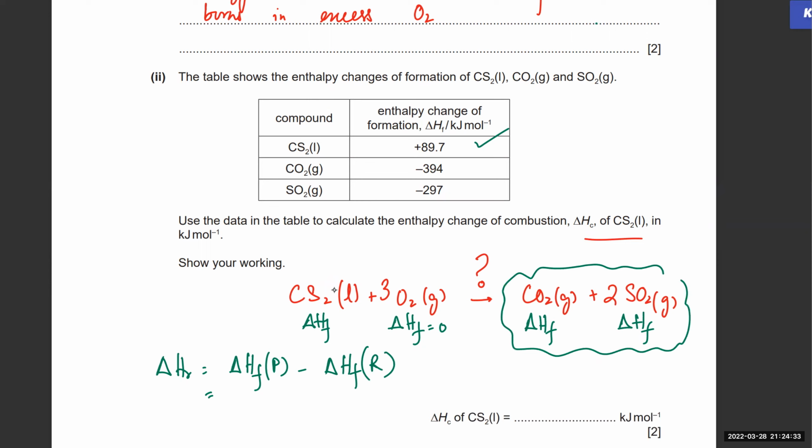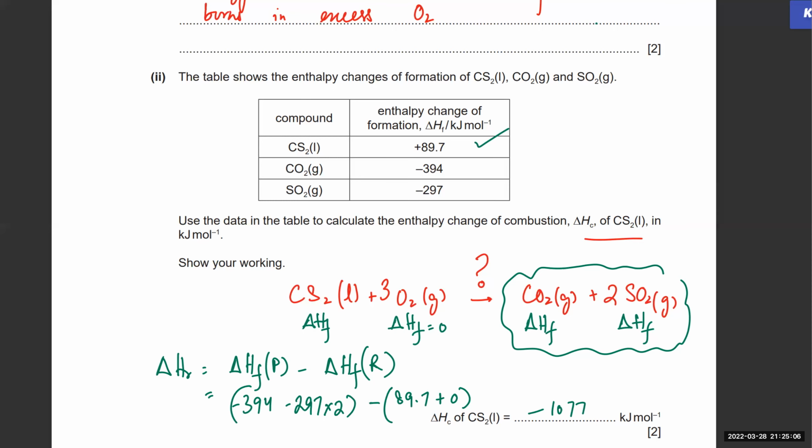What are your products? CO2, that's minus 394. You could solve it quickly. Minus 394. SO2 is minus 297, that's 2 times. So that's my product minus my reactant, which is CS2, 89.7, and the other one is 0. Someone did this and got minus 1077.